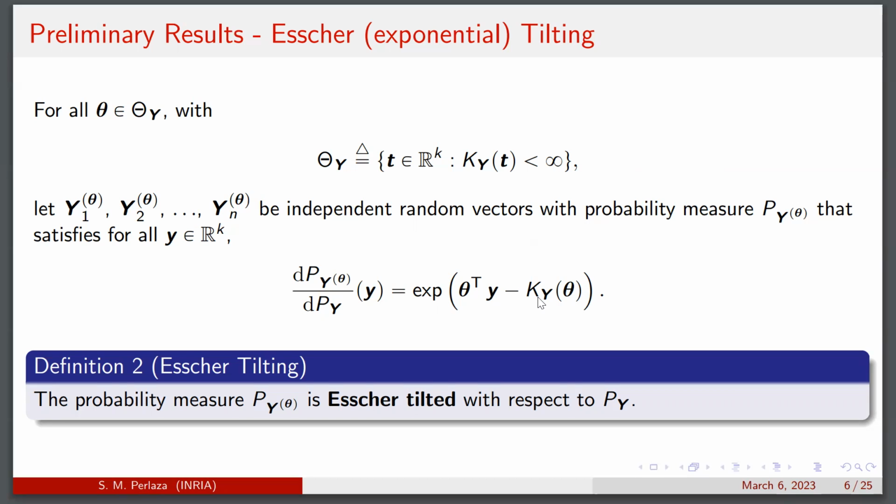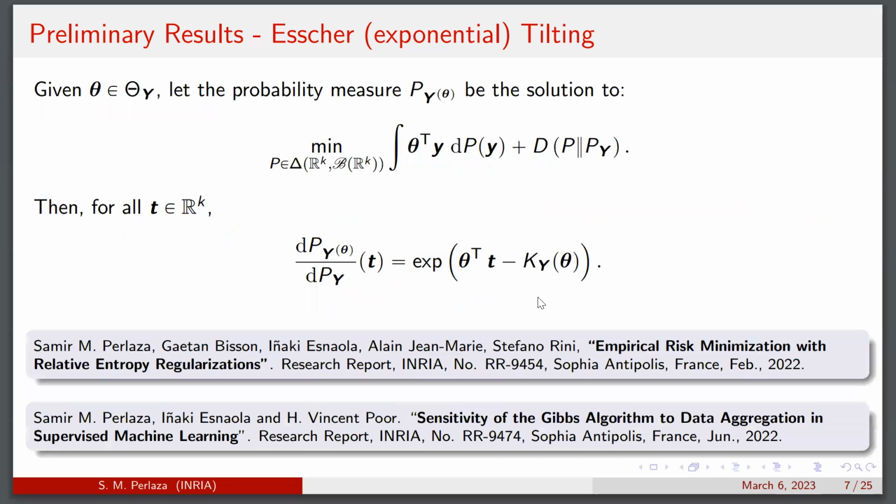All right. In case you are wondering why we are doing this, I want to make a connection that I find very interesting, which is the fact that P_Y theta is the solution to that optimization problem that we see there. All right. So the first term is an expectation of the product theta transpose times y, and then we have a sort of regularization, which is the relative entropy, Kullback-Leibler, between P, which is the dummy variable, the measure that we are optimizing, and P_Y, which is the reference. So the solution to that problem is exactly the definition of Escher tilting.